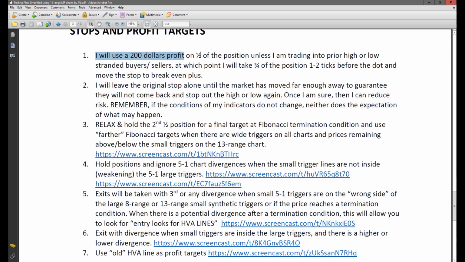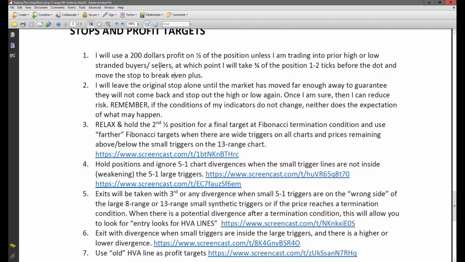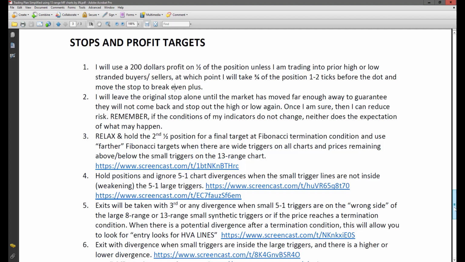So $200 profit target on the first half. I know that the plan on the site says 10, but I like to use 20 ticks on crude or 4 points on the S&P. So $200 first profit target. Then get to break even unless I'm trading into prior stranded buyers or sellers, at which point I'll take 3/4 of the position, 1 to 2 ticks before the stranded dot. And you'll see as the market retests stranded buyers or sellers, it either breaks it significantly or it reverses completely. There's pretty much nothing in between.